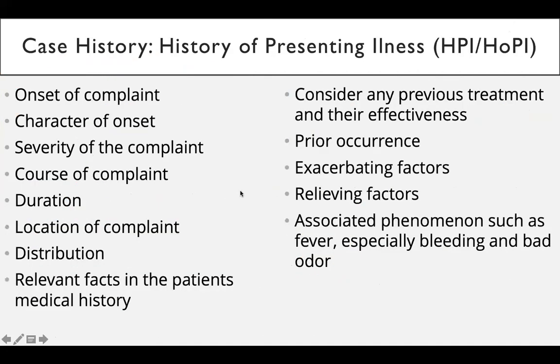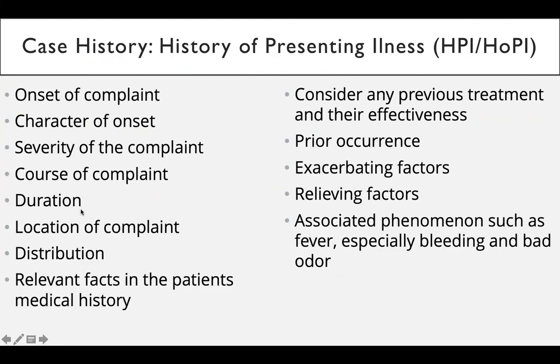Okay, so now we go to the history of presenting illness. These are the things asked in the history of presenting illness. Onset of complaint: when the complaint started, how it started, what is the character, is it on and off, on a 0 to 10 scale how severe it is. What is the course? 3 days ago this happened, 2 days ago it was less, and then yesterday it started again, with more severity. This is the course of the complaint.